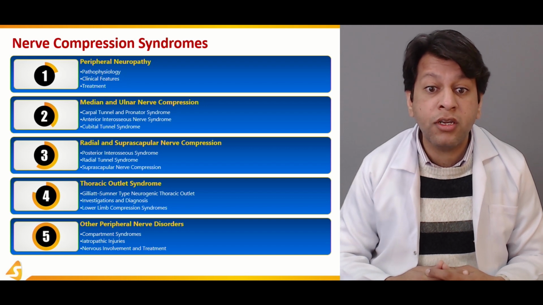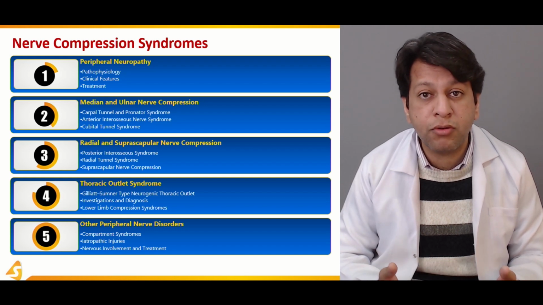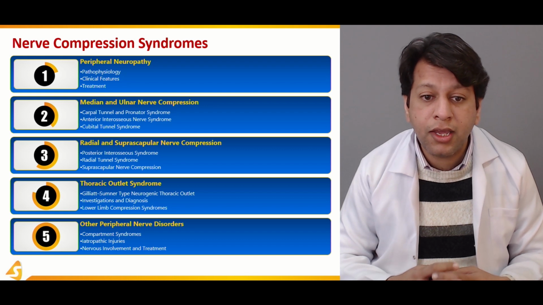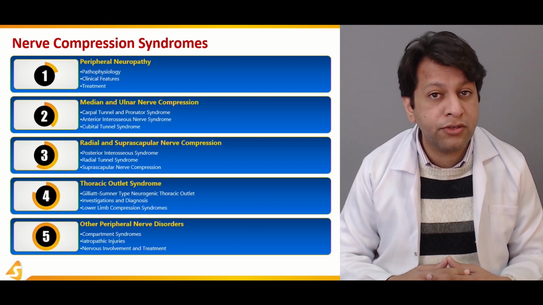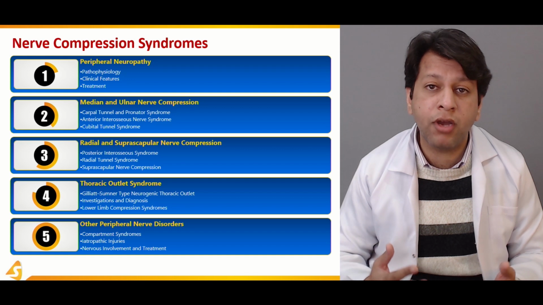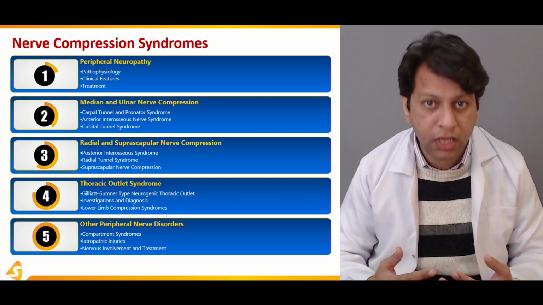Then we'll be going through the anterior interosseous nerve syndrome, which is also a part of the median nerve injury. And lastly, we'll be going through the cubital tunnel syndrome, which is part of the ulnar nerve injury, especially at the level of the elbow.